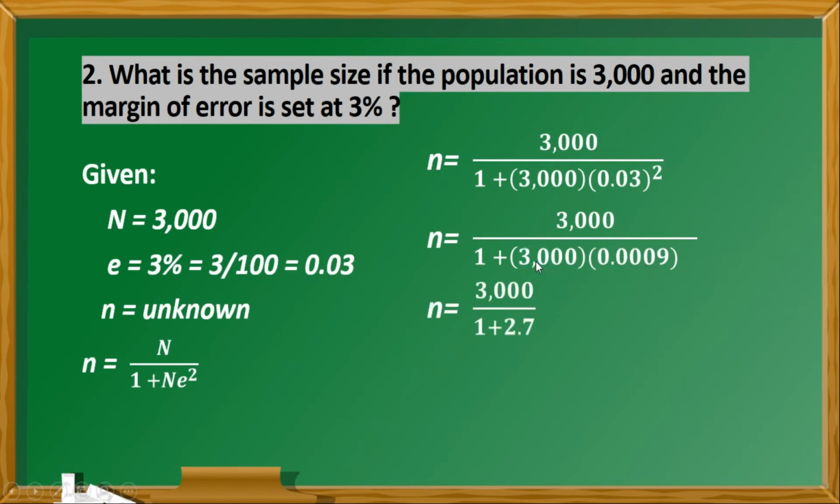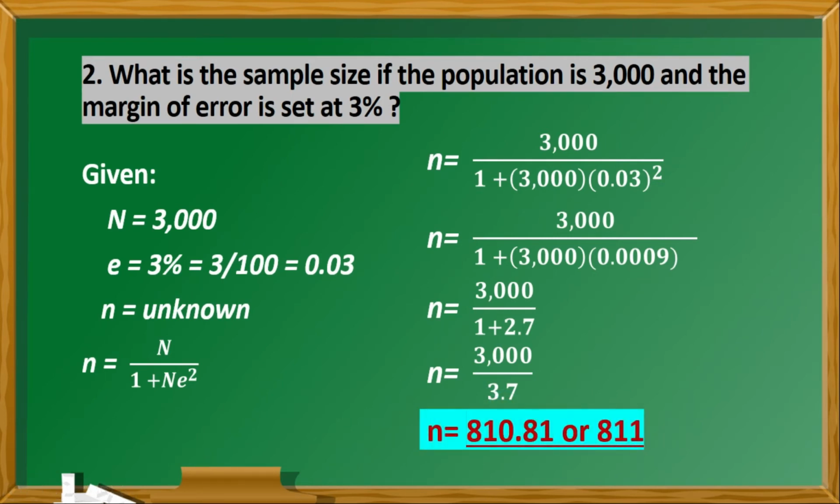Ayan. So, next dyan, after nyong makuha yung squared ng 0.03, i-multiply na natin yan, yung sagot niya sa 3,000. Okay? 3,000 times 0.0009 is equal to 2.7. Okay? 2.7 yung product nitong dalawa. Then, i-add natin yan sa 1. So, 3,000 divided by 1 plus 2.7 is equal to 3,000 divided by 3.7. Ito na yung sum ng 1 at 2.7. Okay? Then, after that, i-divide na natin. 3,000 divided by 3.7 is equal to 810.81 or 811. Okay? Yun yung ating sample size. Pag yung margin of error natin ay 3%.